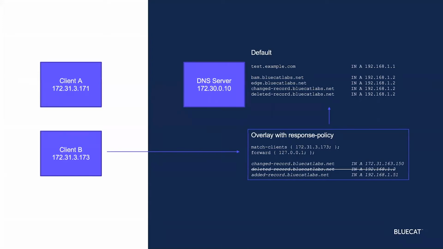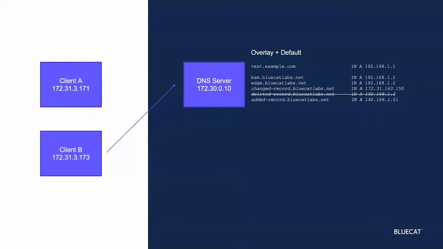In this case, our match clients option only points to a single IP since we're testing, but this could just as easily be one or more networks, or if you have a server in your DR environment that's dedicated, you can just overlay this view on one or more of your servers without a match client statement. So client B sees the overlay view plus the default view, but client A still sees the default view.